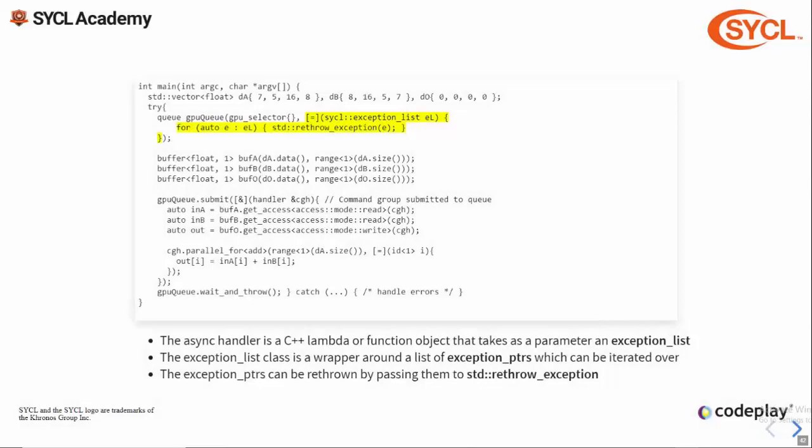An async handler must take as a parameter an exception list. The exception list is a wrapper around a list of exception pointers, which can be iterated over. Exception pointers can then be rethrown by calling std::rethrow_exception.